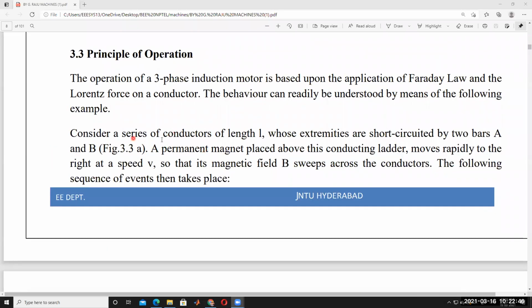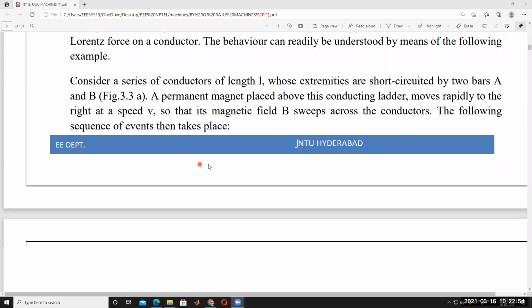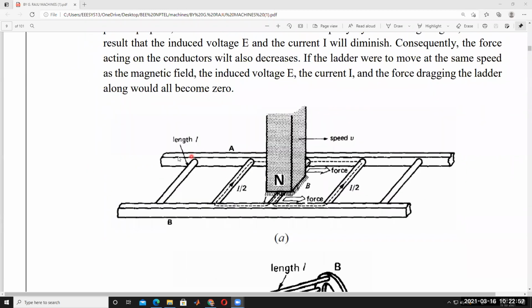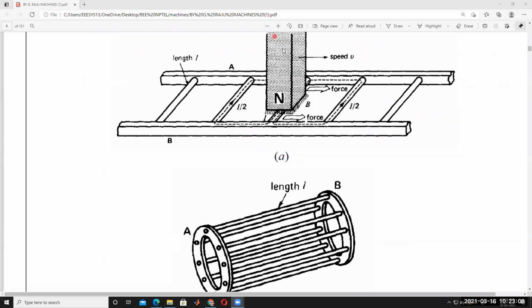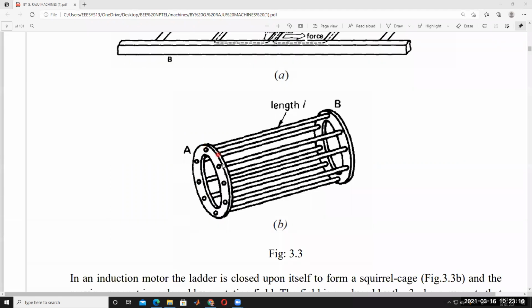Consider a series conductor of length L whose extremities are short circuited by two bars A and B. The two extremities are like this, and they are short circuited by what are generally called end rings. So in a squirrel cage, the two sides are short circuited with end rings. This is one end ring and this is another end ring.